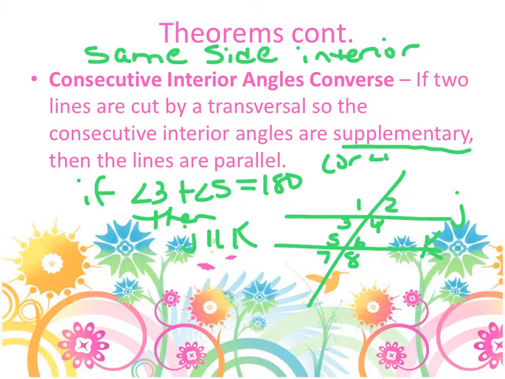Or angle 4 and angle 6. Those are the same side interior or consecutive interior. We're on the same side of the transversal, but inside the parallel lines. And this is the consecutive interior angles converse.